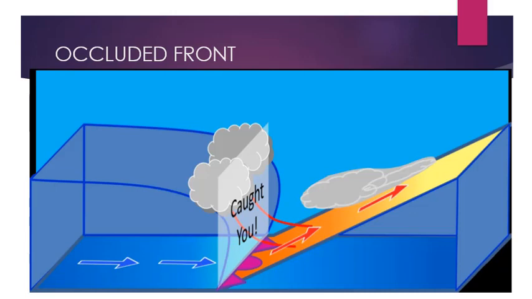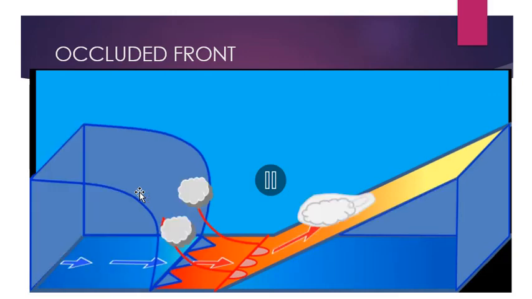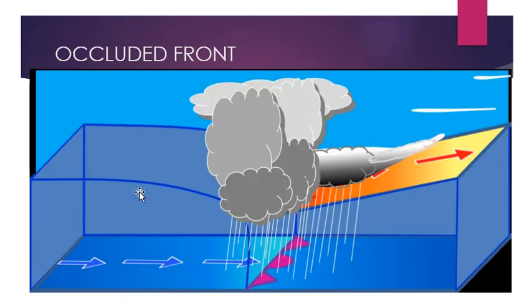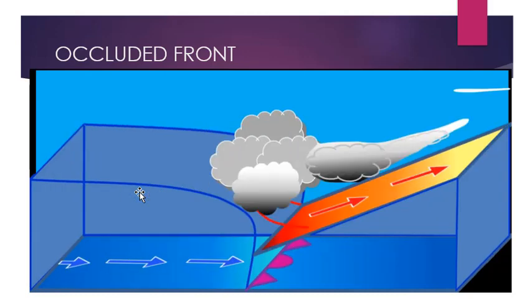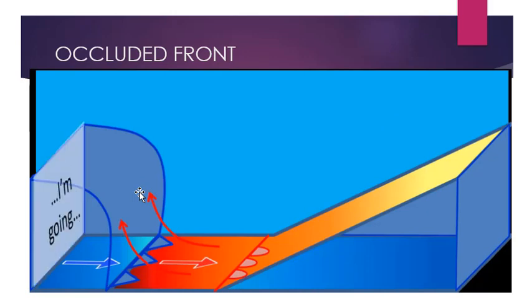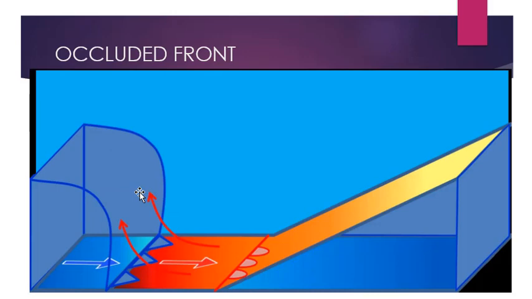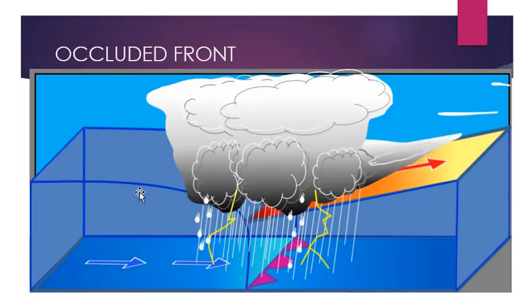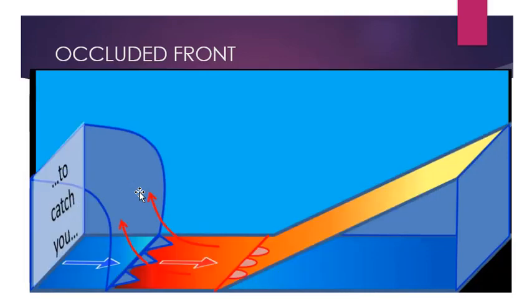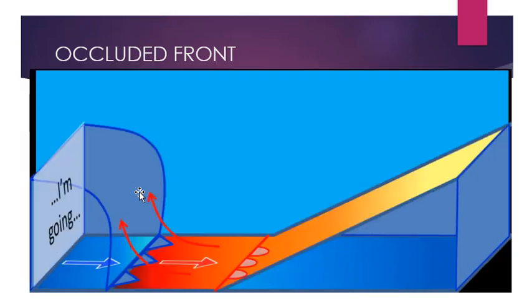Okay, so let's explain the occluded front. Now, I want you to look at the animation. So what happens here is the formation of the warm front. So you have two cold air masses. In the warm front, we have mentioned that warm air replaces the cold air. So it is moving upwards. However, it's replacing the cold air mass. But what happens again is another cold air mass will be pushing that warm front.